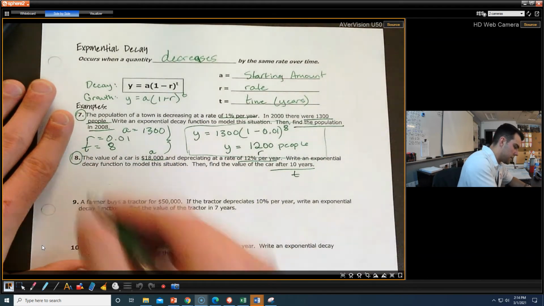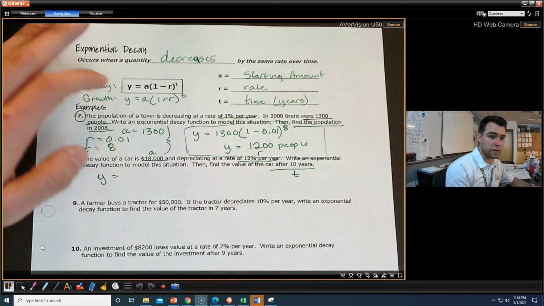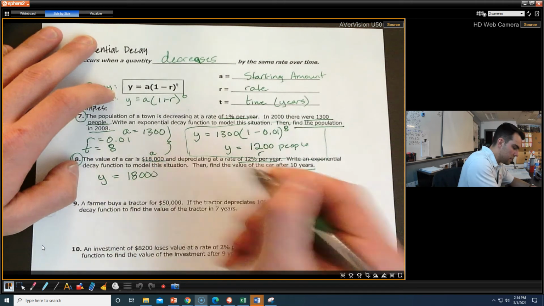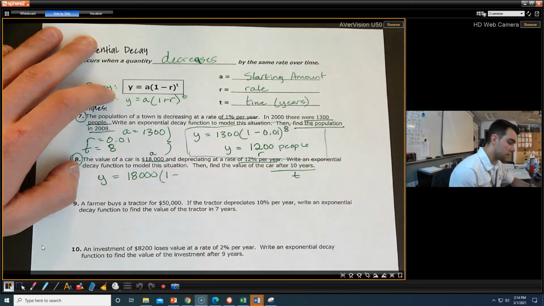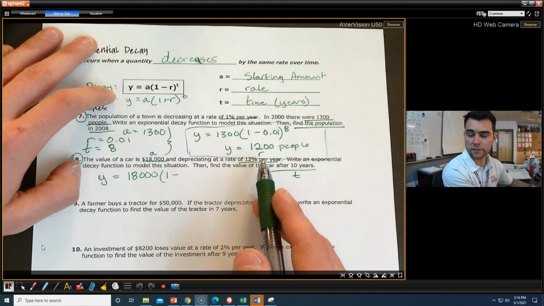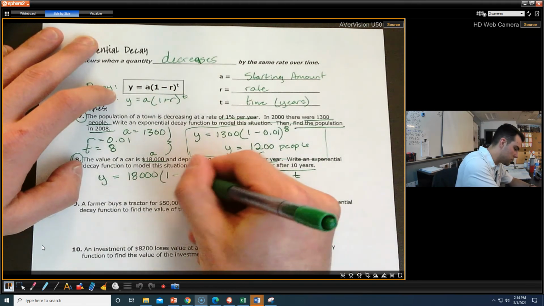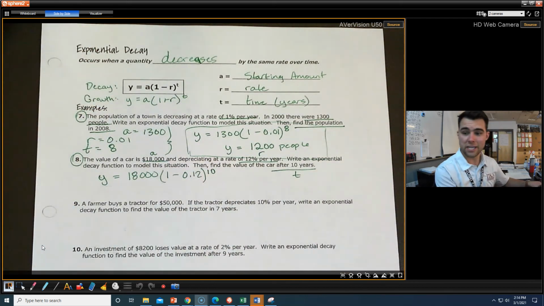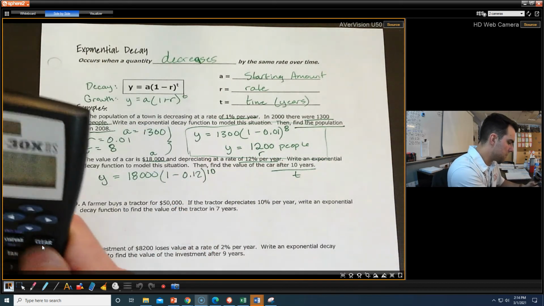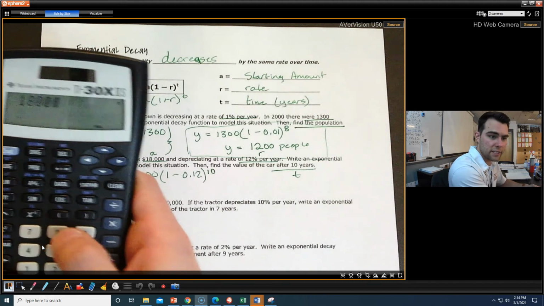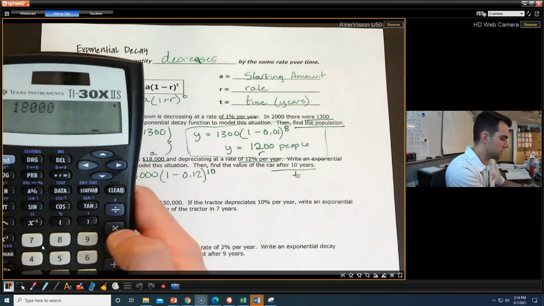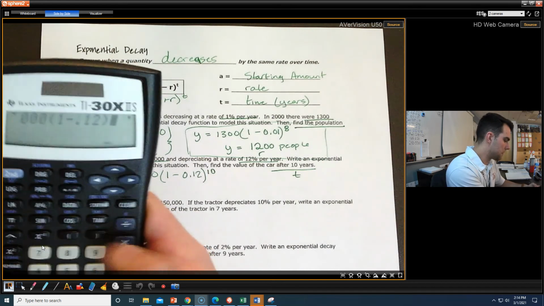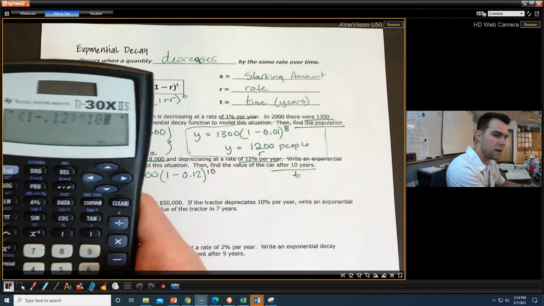So, putting this all together, I'm going to use the same equation. Y equals 18,000 times 1 minus our rate, 12%. Divide by 100, you get 0.12, to the 10th power. Let's see how much this car depreciated by. Again, I type it in exactly as I see it: 1 minus 0.12 raised to the 10th power.